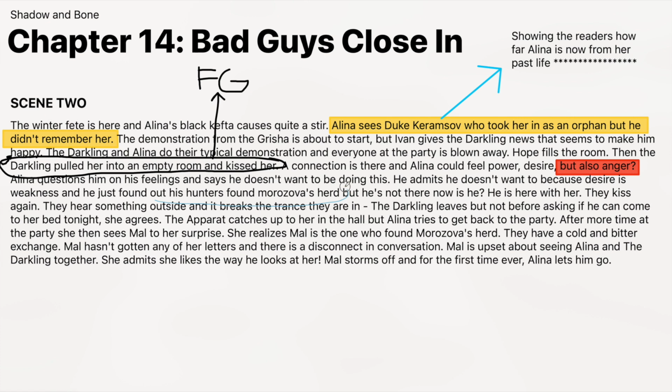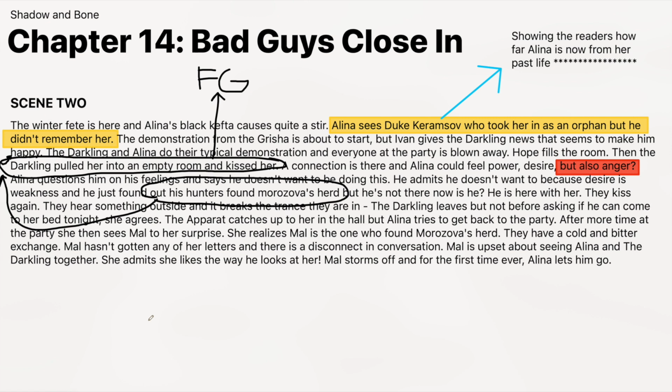And he then also tells us what was making him so happy earlier. His hunters found Moritzova's herd. That was the news he got, and that's where his mind is. But he's not there now, is he? He's with her. He's trying to say, I'm proving to you I want to be here. I don't want to do this because I want you so bad. And there are more pressing things happening, but I'm here kissing you.